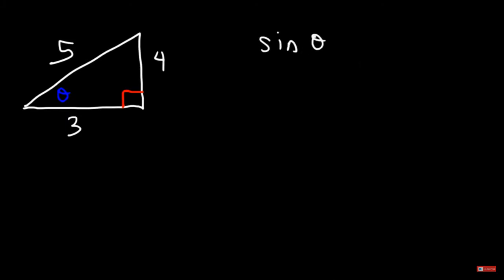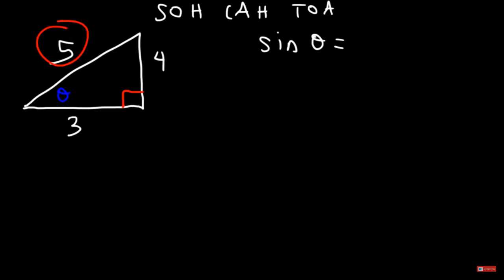So what is the value of sine theta? According to Sohcahtoa, we know that sine theta is equal to the opposite side divided by the hypotenuse, in the part SOH. Opposite to theta is 4. And the hypotenuse is 5. So therefore sine theta is going to be 4 divided by 5.